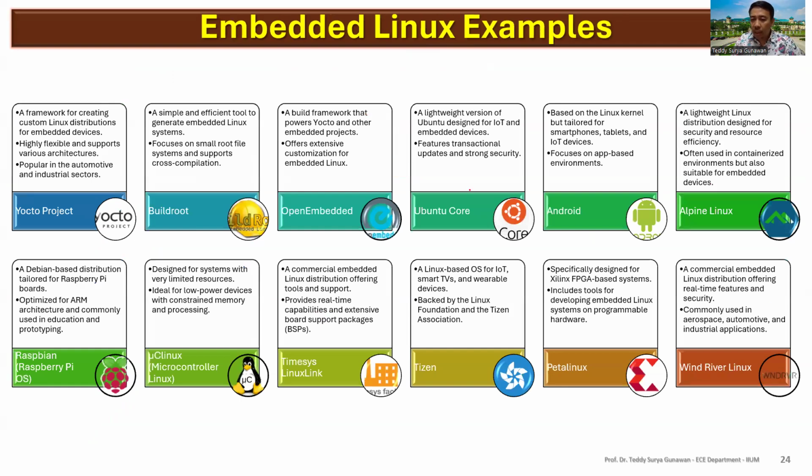This is an example. There are many examples; we have here around 12. We have the Yocto Project, Buildroot, OpenEmbedded, Ubuntu Core, Android, and Alpine Linux. As I mentioned here, this is around 100 kilobytes, and it can be used in Docker or containers. Then Raspbian and MicroC Linux, which we will also discuss in this chapter, TimeSys Linux, Tizen from Samsung, PetaLinux, and Wind River Linux. So you can see that we have several embedded Linux examples.